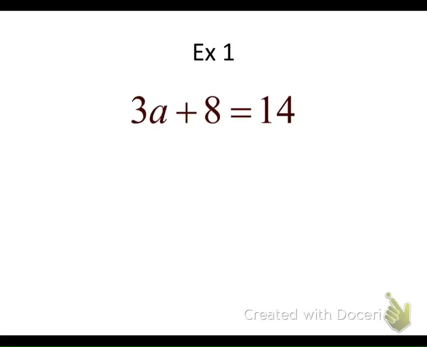3a plus 8. Now, we're used to seeing just one number with the variable on the side, but now we have 2 different operations there. That's why it's called a two-step equation. We have multiplication, there's the first operation, and addition, there's the second operation.